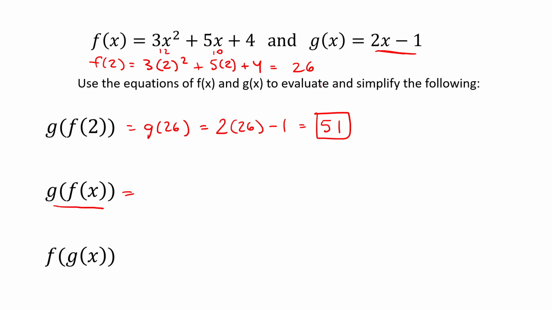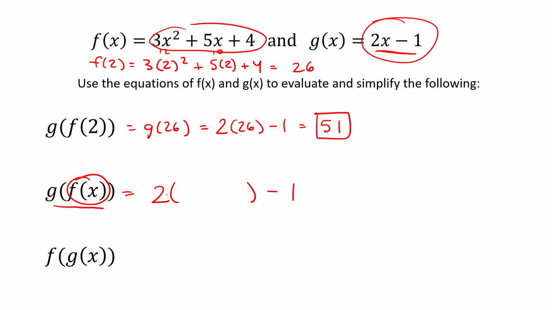So let's take the original function for g, right, 2x minus 1. But where there used to be an x, let's put a set of parentheses. And into those parentheses, I should give myself more room, we're going to put f of x, right, the whole equation. Okay, so rather than substituting a number like we did with 26, we're going to substitute an entire equation.